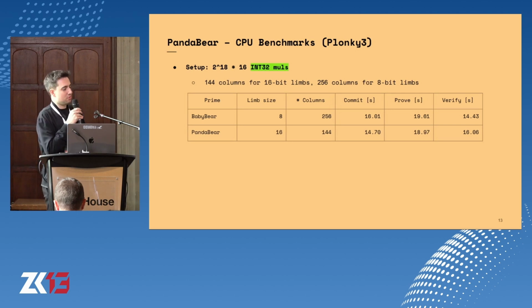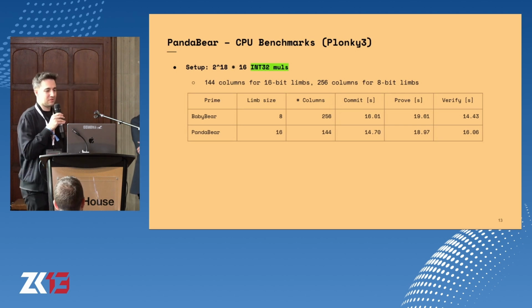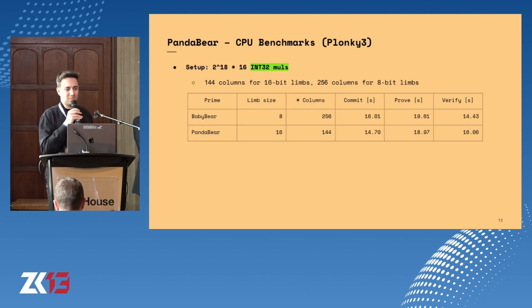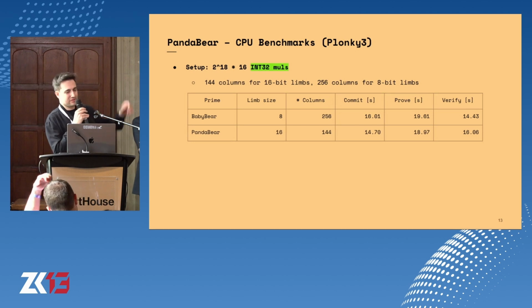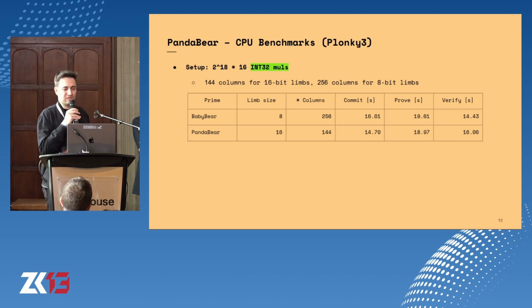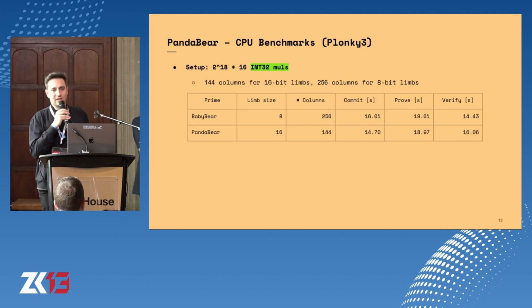Just as a comparison, if we use 16-bit limbs, we need 144 columns, and we need approximately double the number of columns if we move to half the size limbs. And we see that if we use Baby Bear, where we can only use 8-bit limbs reasonably, we are a bit slower than when we use Panda Bear. But you may think now, well, what's the difference? Not even 2 seconds for the commit and less than 1 second for the proof. So where's the advantage? We changed everything for nothing, essentially.